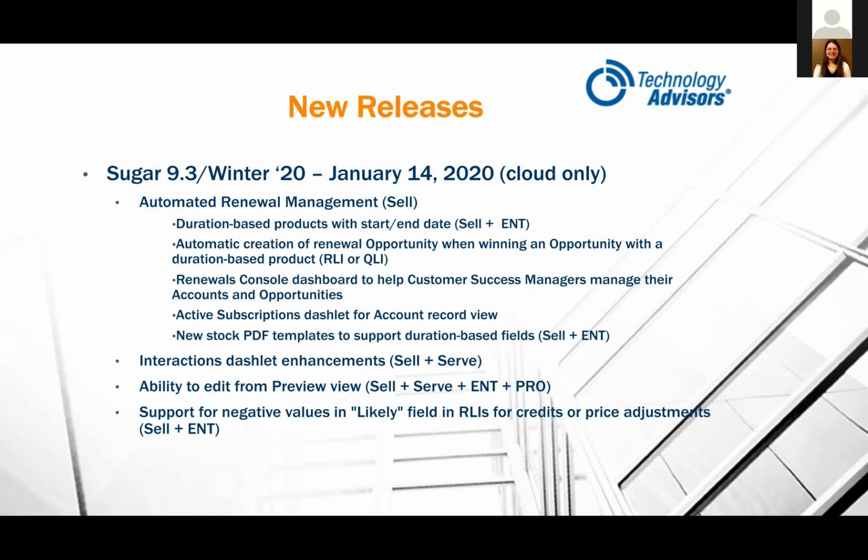Besides the automated renewal management, there are a few other things, at least vaguely sales focused, on this list. The interactions dashlet had some minor improvements. That's available in Sell and Serve. That came out in, I think, the first Sell and Serve release. The ability to edit from the preview view is available in all products: Sell, Serve, Enterprise, and Pro. What this means is when you click the preview button from a subpanel or from a list view, there'll be an option at the top of the screen now to edit the record directly from the preview view, from that right-hand panel of your screen.